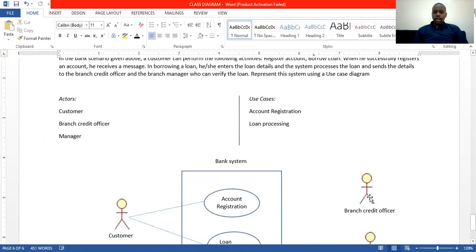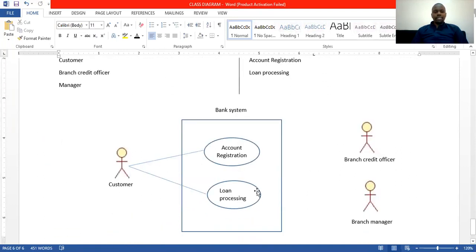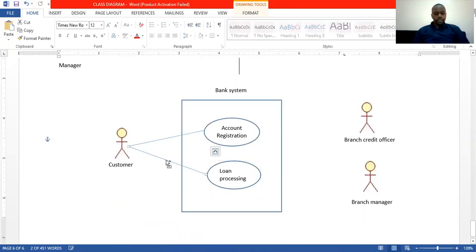The branch credit officer. So which entity is sending the details of the loan? It is loan processing. Okay, loan processing is the entity sending the details of the loan. So we have that there. Okay, and then also, who else receives the loan details? The branch manager. Okay, so you show it that way.